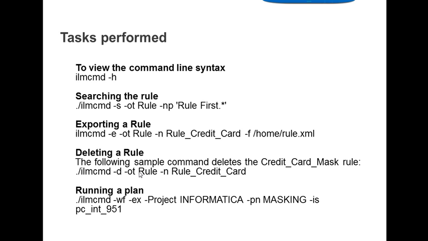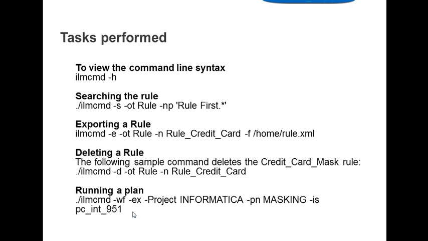We can even delete a rule or component using this command line. You can use the -d option for deleting any object. So in this case I'm using the -d option, and the rule is going to be the type and the name of the rule that I'm going to delete. So with this command we can delete the rule from the command line.